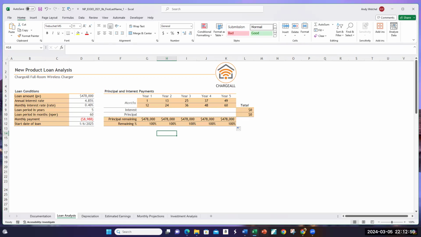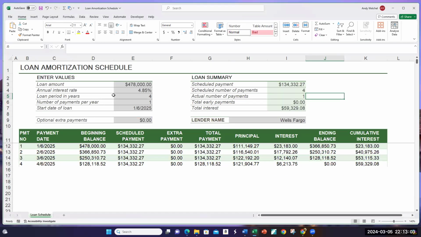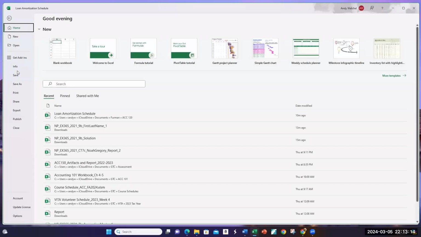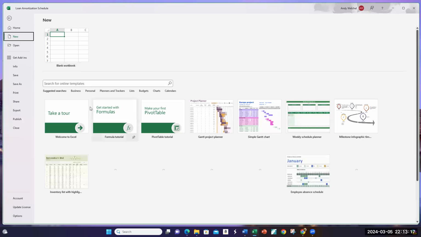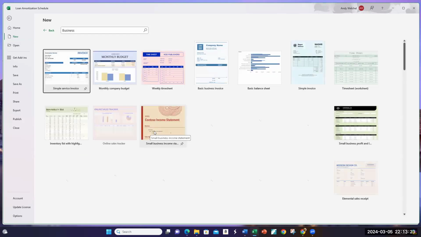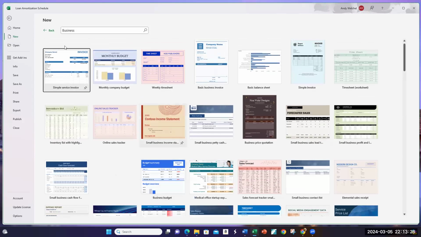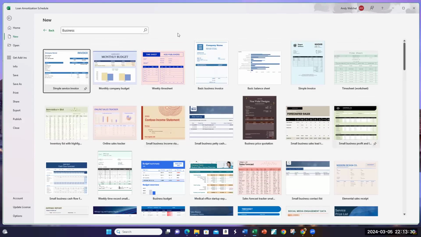And let me just show you what an amortization schedule is supposed to look like. This is one with the same numbers as in your problem, but here's the loan amount. And it's set up really nice. This is available in Excel templates. If you go under File, New, and you can just search online templates. There's business, and there's an amortization schedule in here somewhere, or you could just go up here and type amortization schedule, and you will find this template.